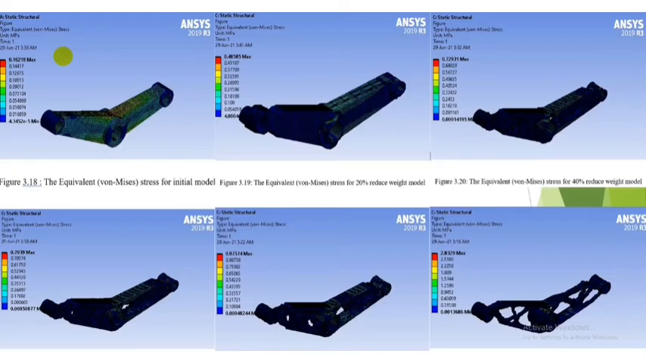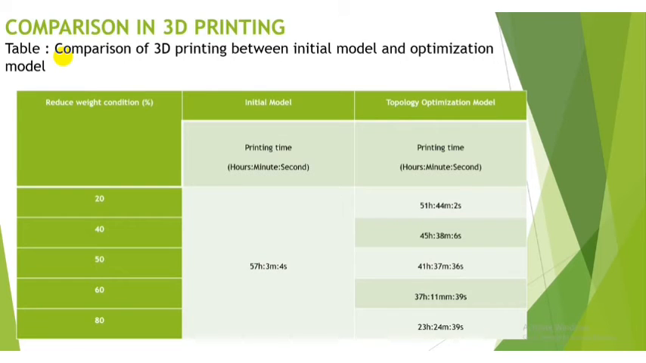So we have the comparison in 3D printing. Here we got the reducing weight condition, and here we got our internal model, which is for all types. Before our topology optimization was 57 hours 3 minutes per second, and after we do the topology optimization models, we reduce our time until we get less than half the time. As you can see, the minimum we have is 23 hours 24 minutes and 39 seconds. Here is our design, for 20, 40, 50, 60 and 80.